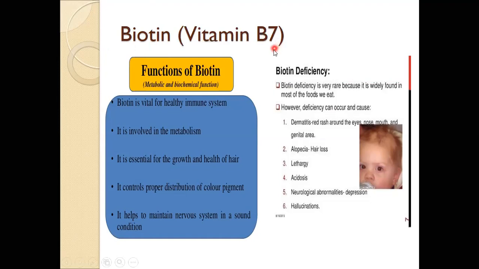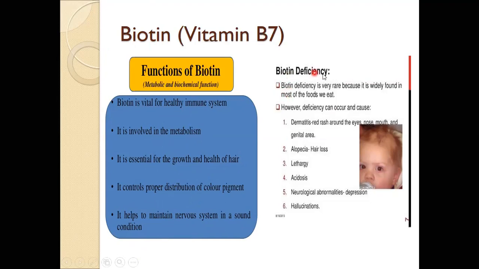بيوتين or vitamin B7. What's the function of biotin? Biotin is very important for the immune system, involved in metabolism, growth of the hair, healthy hair. It helps the nervous system in a sound condition. It helps the nerve system as well. So it's important for all these functions, the growth of the healthy hair and the immune system, and it plays a very important role in metabolism.